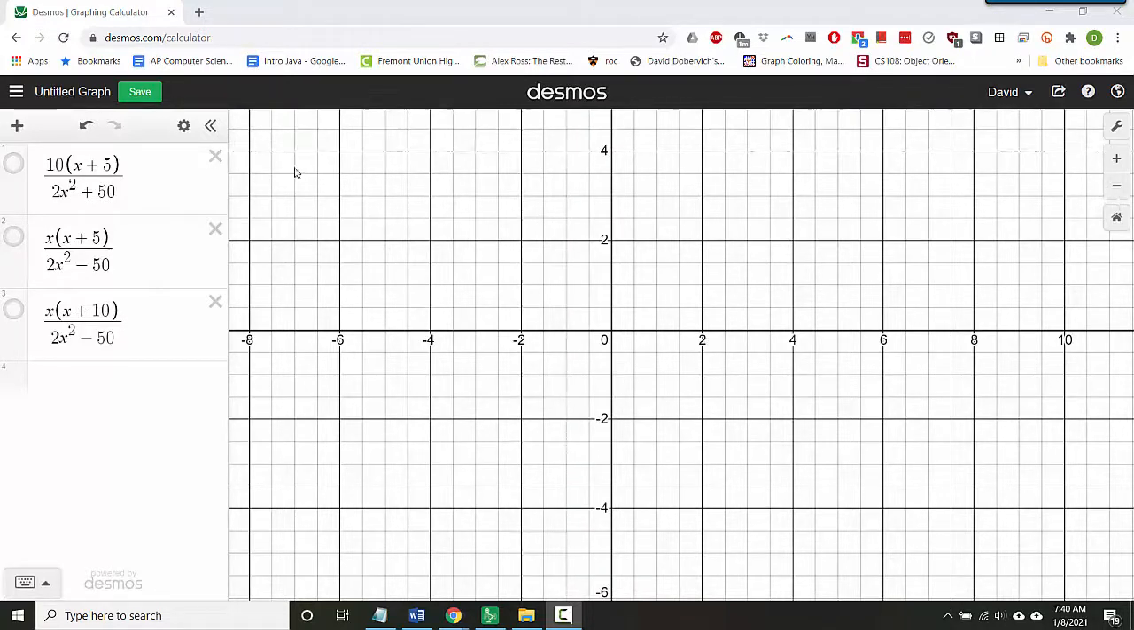You see three rational functions here. And a rational function is just a polynomial divided by another polynomial. And they look pretty similar to each other. Like here I've got 10x plus 5, here I've got x plus 5, here I've got x plus 10. So a couple of changes in the numerator. The denominators are also mostly the same. Here I've got a plus 50, here I've got a minus 50.